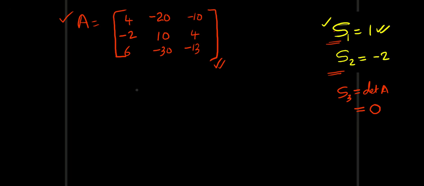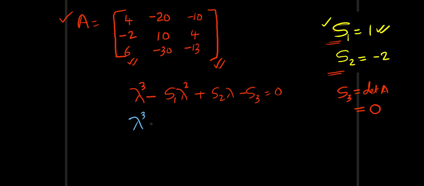Okay. Now you have to remember this expression. We have a 3 by 3 matrix. So as I told you in the previous video, we are going to get a third degree equation, a cubic equation. And the equation will be lambda cube minus S1 lambda square plus S2 lambda minus S3 is equal to 0. So all you have to do is substitute.